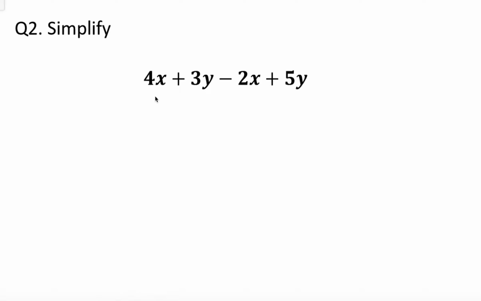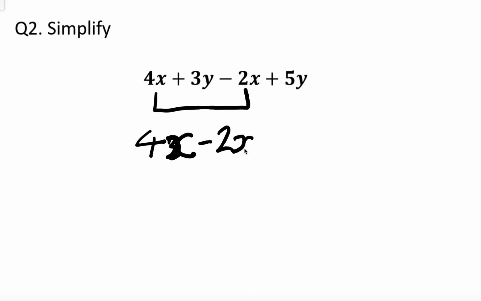So let's have a look. We've got 4x and we've got minus 2x. So 4x minus 2x equals 2x. And what have we got left? We've just got y's left now, haven't we?